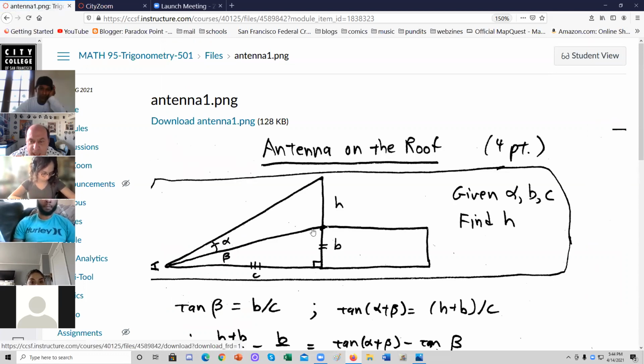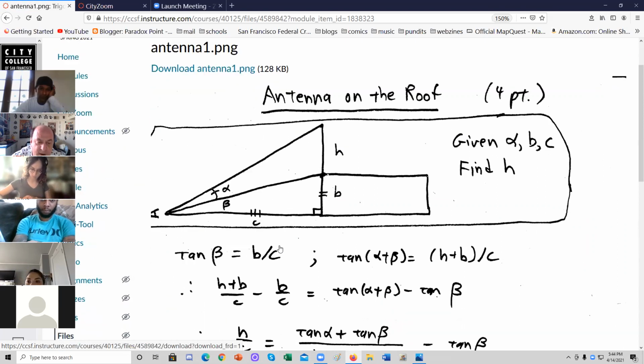All right, antenna on a roof. There's a building here with height B. On top of it is an antenna, height H. So this is what we're trying to find. Here's a viewpoint, at distance C from the base of the building, with an angle of elevation beta to the top of the building, and a further angle alpha from the top of the building to the top of the antenna. The question is, given alpha, B, and C, and we'll get beta, find H.